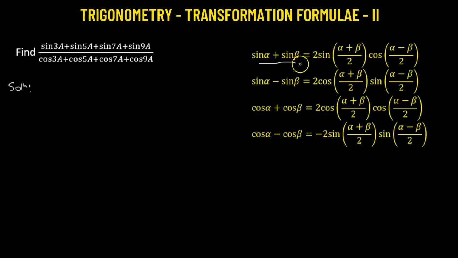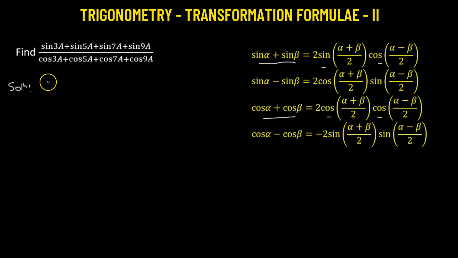If we have sine alpha plus sine beta, the sum of two sine functions, it is going to transform into the product of sine and cosine. And if we have the sum of cosine functions, it is going to transform into the product of two cosine functions. So we're going to apply these two transformation formulas. Let us begin by first adding up the first two terms in the numerator, sine 3a plus sine 5a.